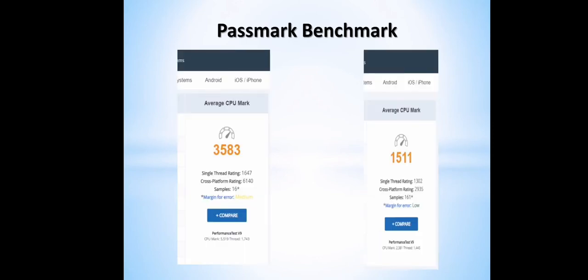So for the PassMark benchmark, the single thread rating of AMD A10-9700k is 1647 and the cross-platform rating is 6140. For AMD A9-9420, it has a single thread rating of 1302 and a cross-platform rating of 2935. So for its average CPU mark, again for AMD A10-9700k, it has 3583, and for AMD A9-9420, it has 1511.